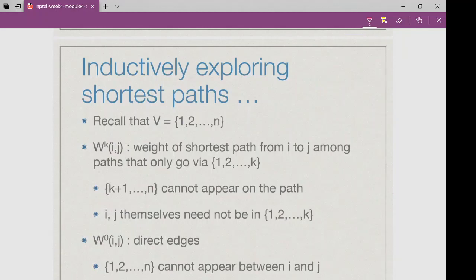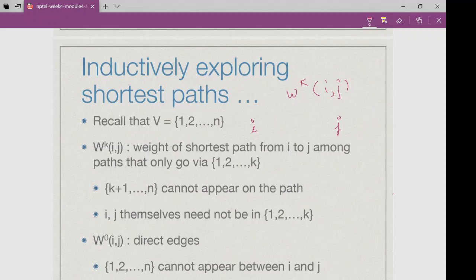Okay, just to recall, suppose we have n number of vertices in our set V, right? Now what W_k(i,j) represents is the weight of the shortest path from i to j among paths that only go via 1 to k. If you remember, we build our solution by restricting the nodes which can go between i and j. So W_k(i,j) represents the weight of the paths between i and j.